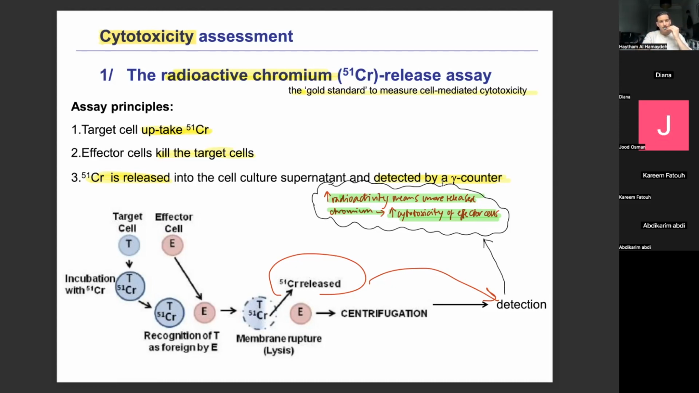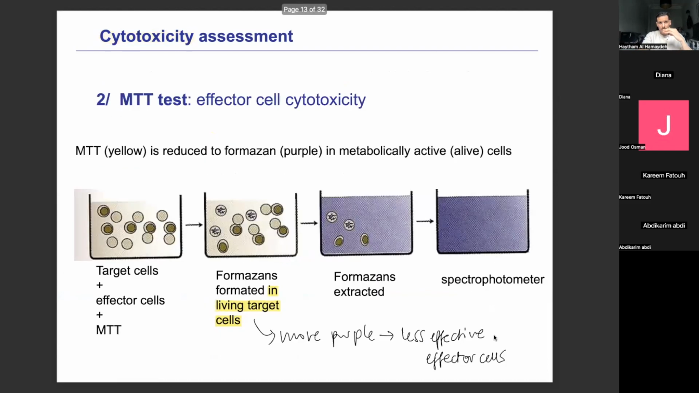Okay. Okay. Number 2, we have to just concentrate here.